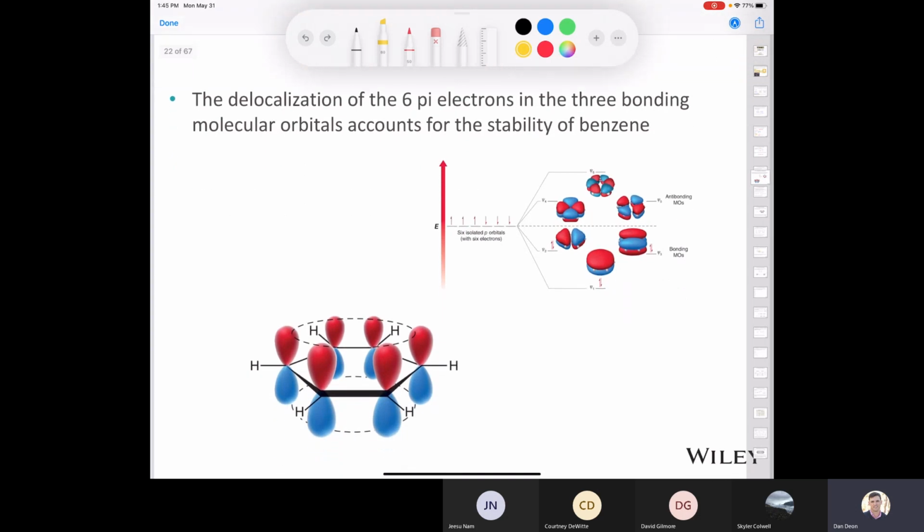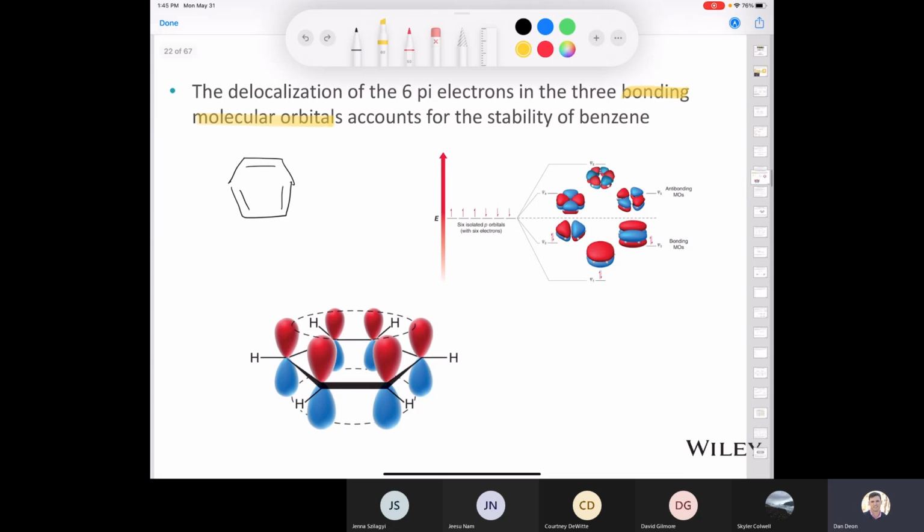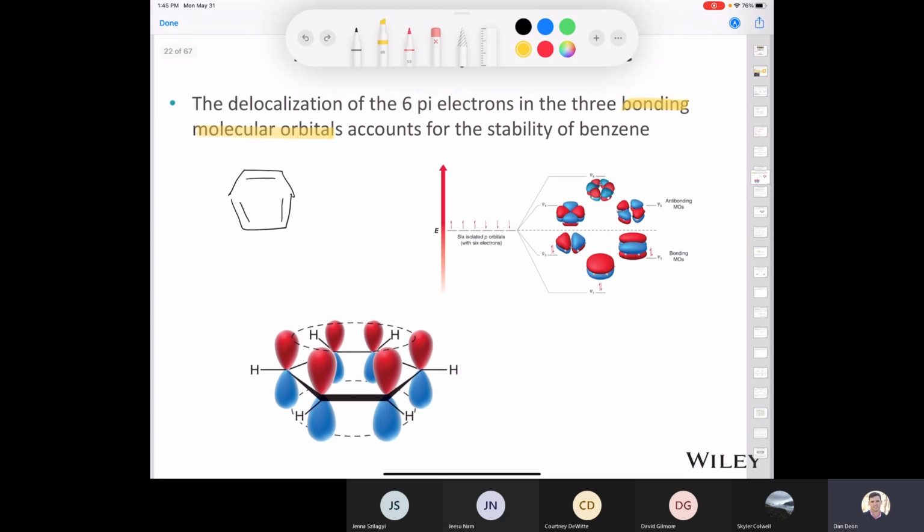What you've got to understand is that those 6 pi electrons from the 3 double bonds, if there are 3 double bonds and each one has 2 pi electrons in it, 1, 2, 3, 4, 5, 6, they all end up in bonding molecular orbitals, which you can see are lower in energy, and that's what accounts for the inherent stability of a benzene molecule, or an aromatic ring, so to speak.